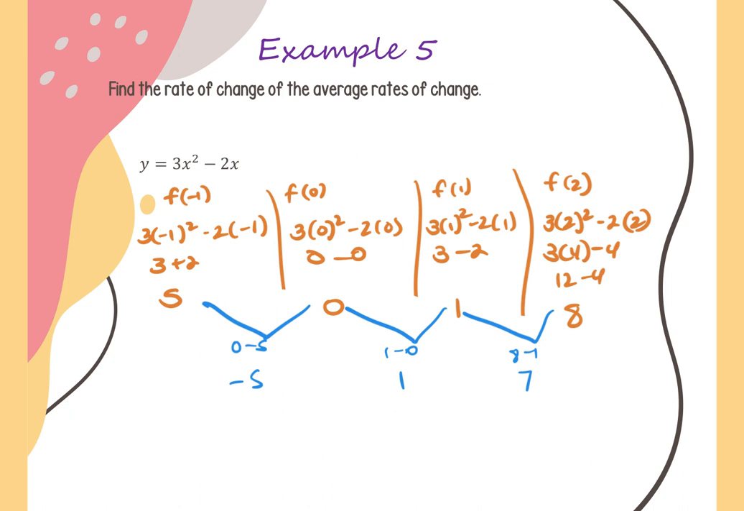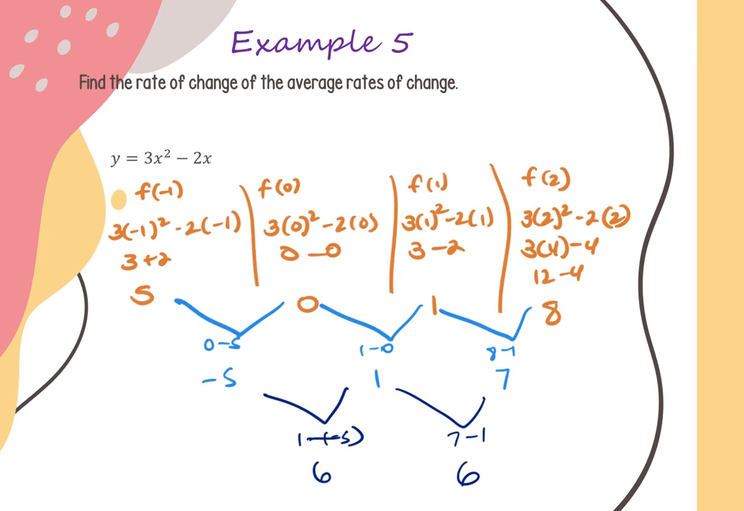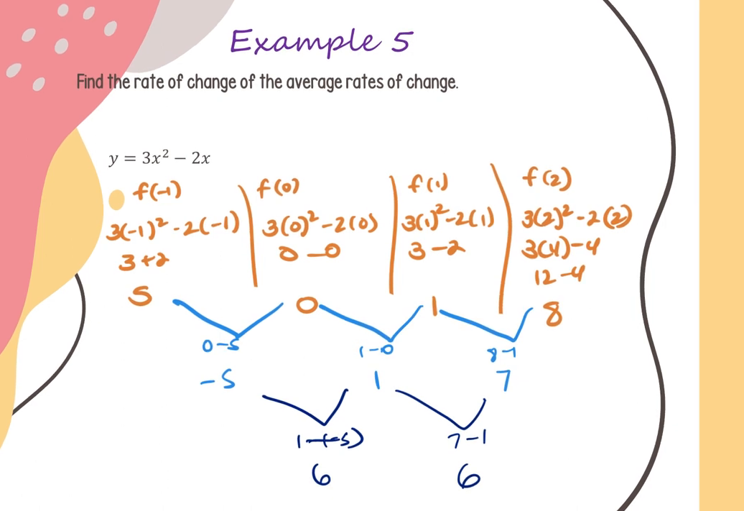Now that's my average rate of change. I want to find the rate of change of the average rate of change. So I want to do these. 1 minus a negative 5, that becomes 6. 7 minus 1, that is 6. So the rate of change of the average rate of change is 6.